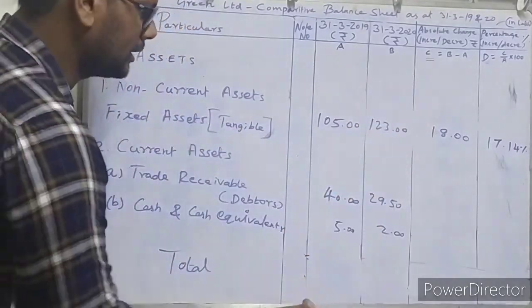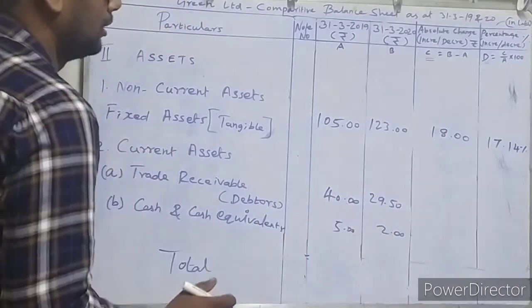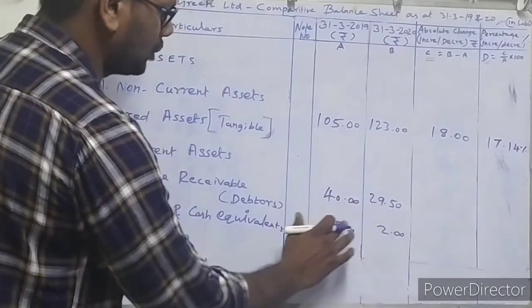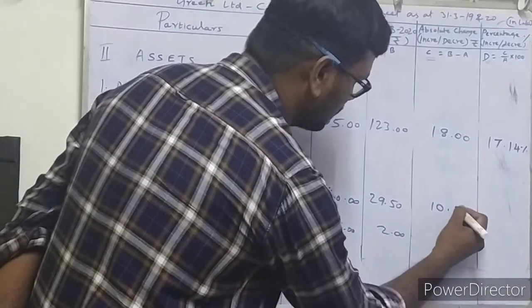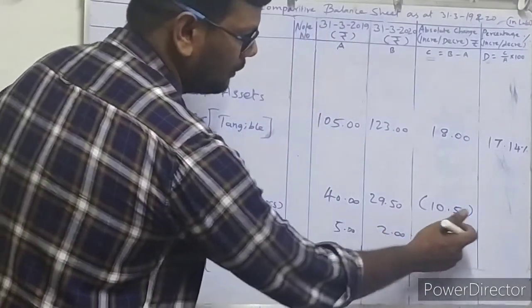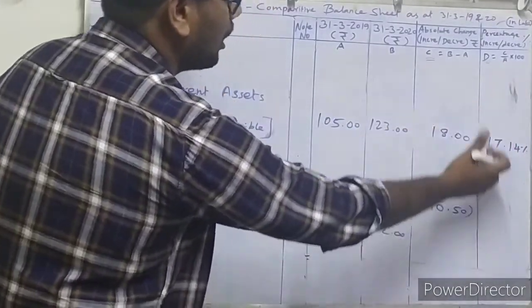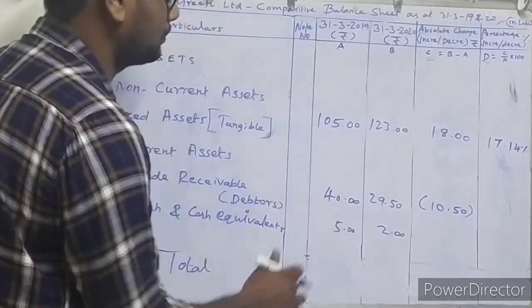So we are substituting the formula. C is equal to B minus A. Compared with previous year, current year it is less. So how many lakhs are less? 29 lakhs and 50,000 minus 40 lakhs is equal to 10 lakh and 50,000. 10 lakh and 50,000 is less compared with previous year. So that's why we are writing in bracket. We are going to substitute the formula to get the absolute percentage decreased. How many percentages are decreased compared with previous year?